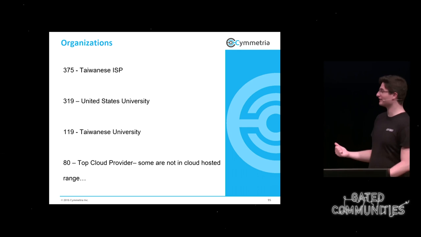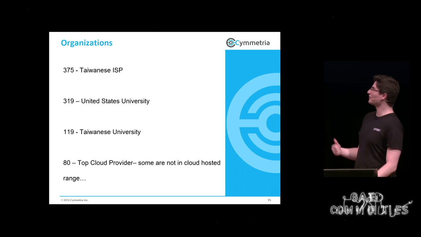Another one in Taiwan, another university there. And one of the more interesting ones is that one of the top cloud providers had 80 honeypots in its network. But what's interesting is they publish what IP ranges the cloud is in, and there are other IP ranges which are part of the organization that aren't part of the cloud. And some of the IPs we saw for honeypots were not in the cloud range. So it's either hiding what the real cloud ranges are, or it's just honeypots within its corporate network, right?